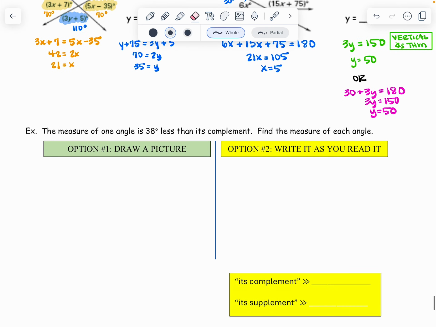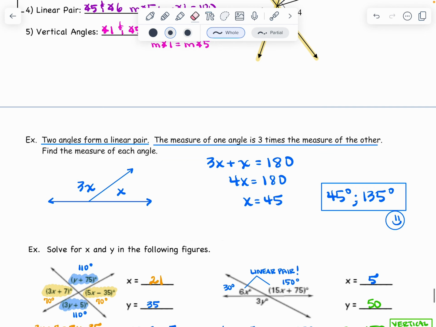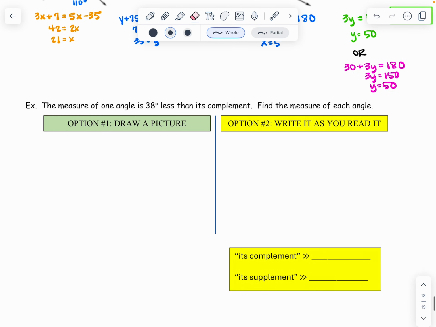All right, the last thing I want to talk about is more of these story problems, very similar to the one that was up here at the very top of the page. The ones in our notes are quite simple, but they're not going to stay this simple, okay? Sometimes you can draw a picture and it's nice and easy like the one we just did. I'm going to go ahead and do that for this one really fast because it's really easy to draw a picture for. The measure of one angle is 38 less than its complement.